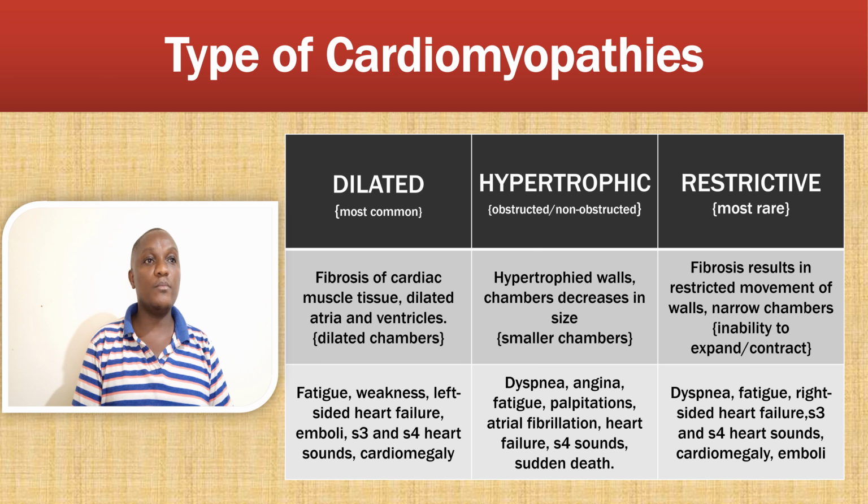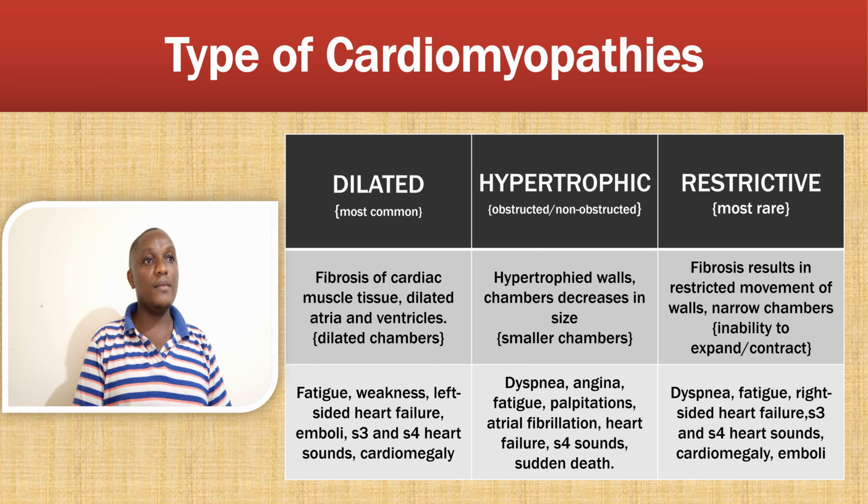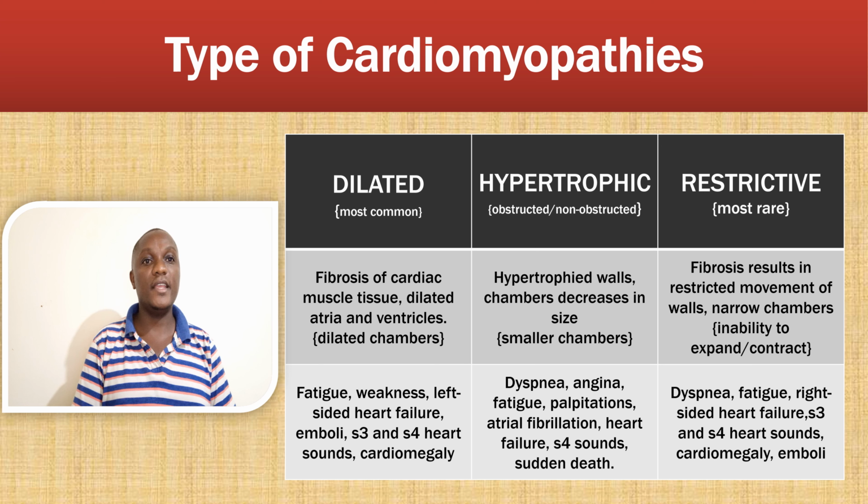In restrictive cardiomyopathy, fibrosis results in restricted movement of walls, and there will be narrow chambers. These narrow chambers and restricted movement of the walls will result in inability to expand and contract. The clinical manifestations include dyspnea, fatigue, right-sided heart failure, S3 and S4 heart sounds, cardiomegaly, and emboli.